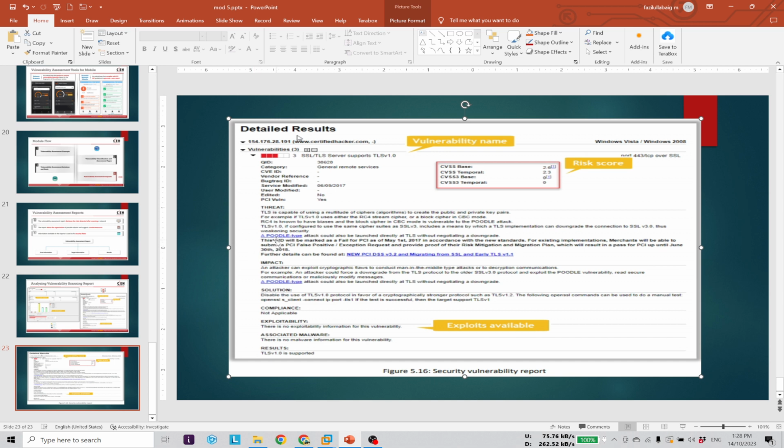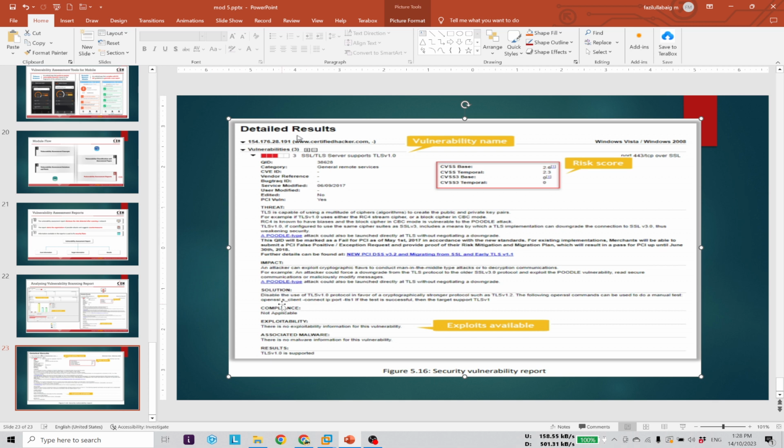A POODLE type attack could also be launched directly at TLS without negotiating a downgrade. Means, if a website is running on HTTPS, S is for secured, with the help of this POODLE attack we can downgrade the website from HTTPS to HTTP. Means we are removing the security layer on a particular website.